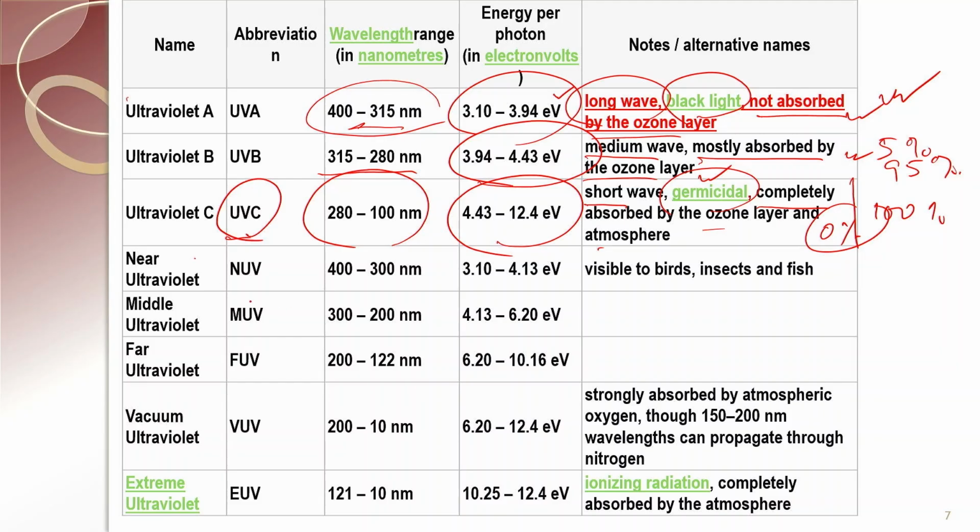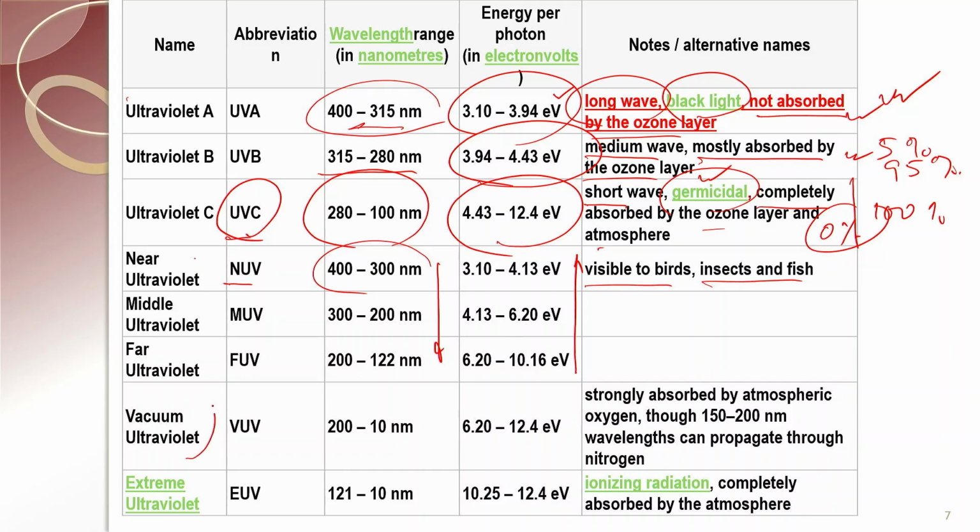So, NUV, it is a range 300 to 400 and visible to birds, insects, fishes. So, middle ultraviolet that we have discussed, far ultraviolet. So, with the reducing wavelength and increasing the energy.